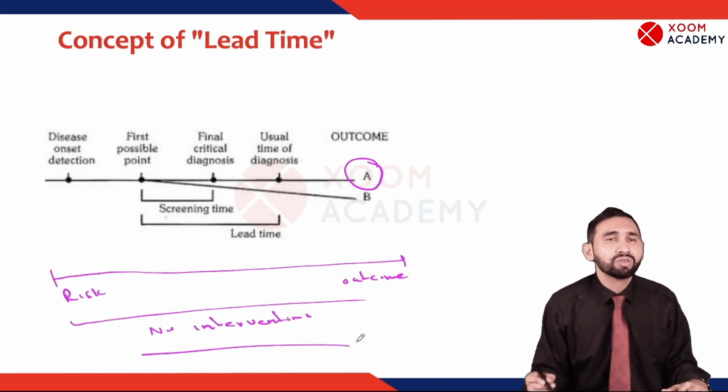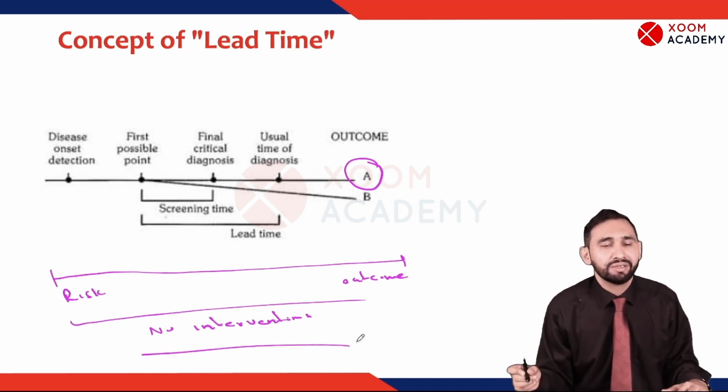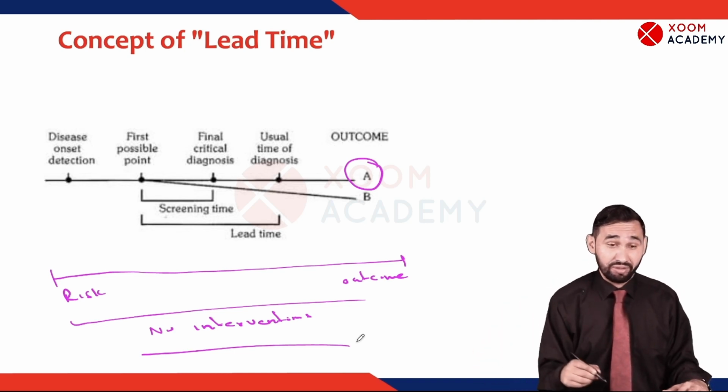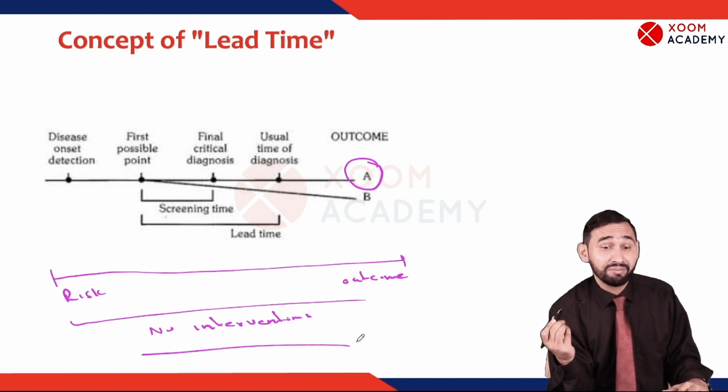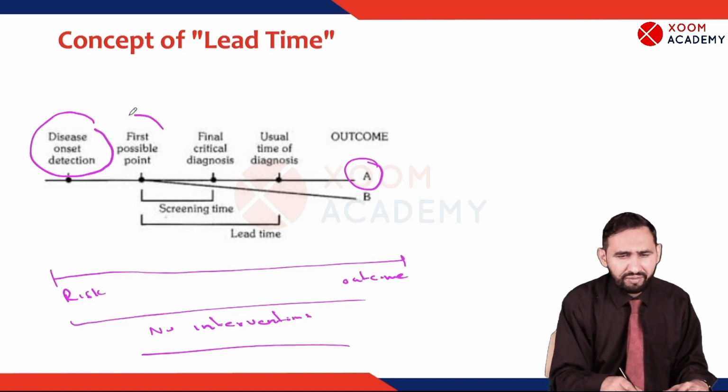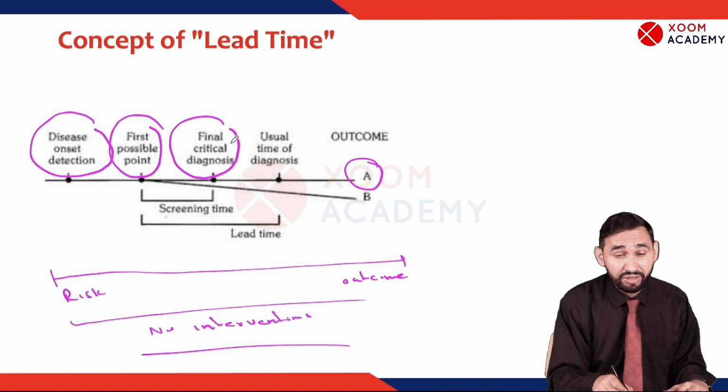We have to do certain interventions to prevent the disease. We need to prevent the disease to protect our population. So there are various stages in the disease process. It doesn't happen overnight. It takes time. Like disease onset, detection. This is a risk factor. There is the first possible point. There is the final critical diagnosis, the point where disease is diagnosed by screening.